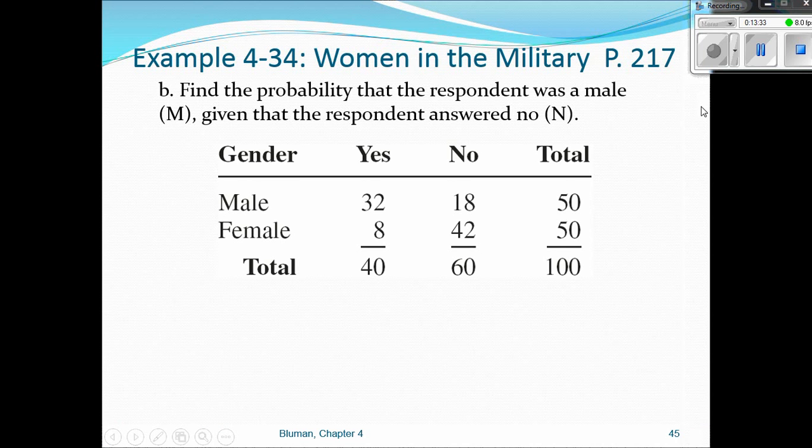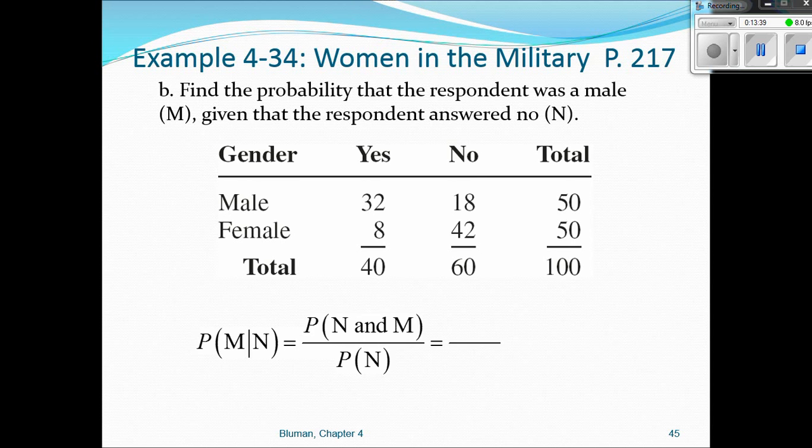2 more examples left. Find the probability that a respondent was a male given the respondent answered no. Again, what's the probability that you have a male given that they answered no? What it's really saying is just look at only the people who answered no. And you could just think, all right, we're only looking at people who answered no. So these 60 people, what's the probability that they were male? That's 18 out of 60.